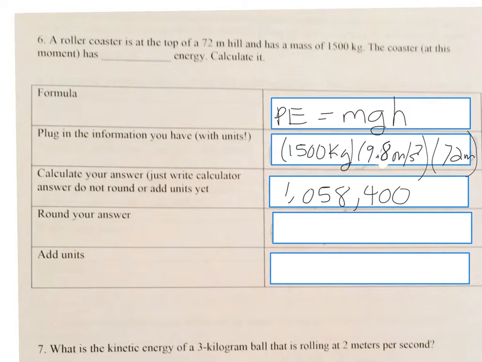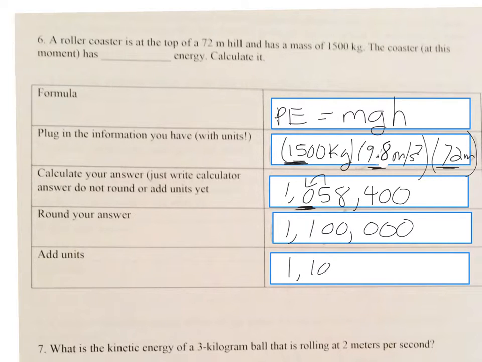We have to round this. We get 2 digits because we have 2 in 1,500, 2 in 9.8, and 2 in 72. So I'm going to have to round this. Does it stay as a 0? Nope, it goes up to being a 1. So that's going to be 1,100,000.